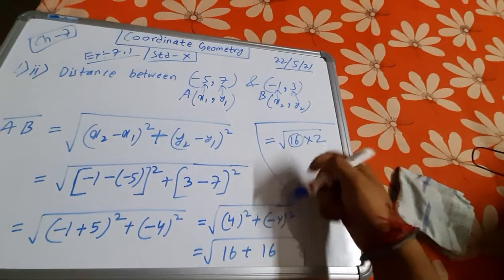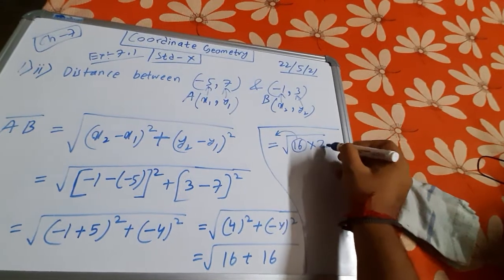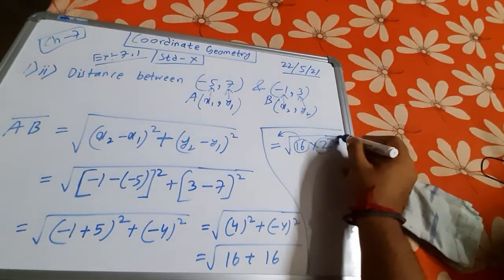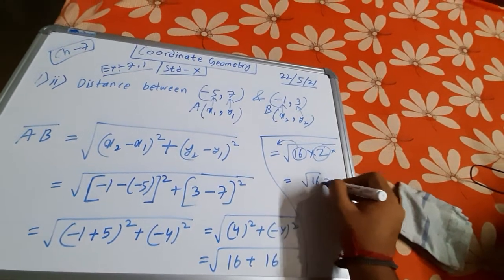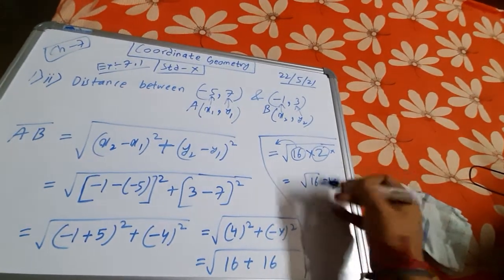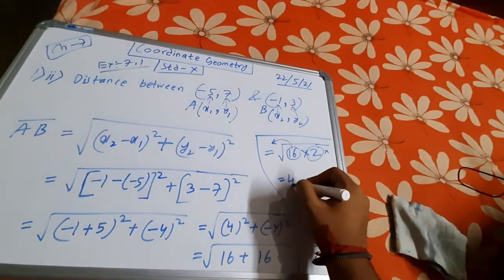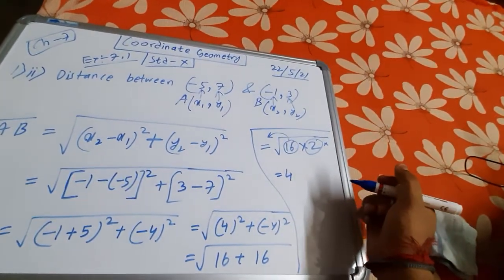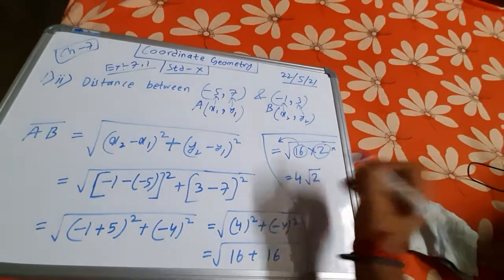Okay, now as we know 16 is a perfect square. This can be taken out of the root, so 16 can be taken out of the root as a square root. But 2 is not a perfect square, so 2 will remain inside the root. Root over 16 is what? It is actually 4. 4 square is 16, so root over 16 is actually 4. So 16 will come out of this root as 4. But 2 can't come out because 2 is not a perfect square. So just root 2 will remain as it is.